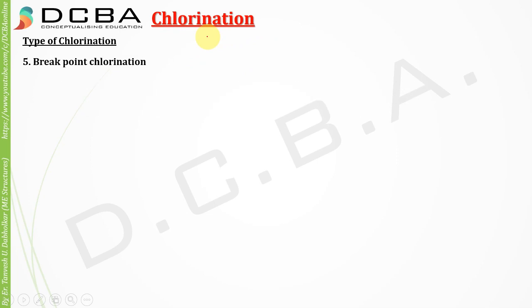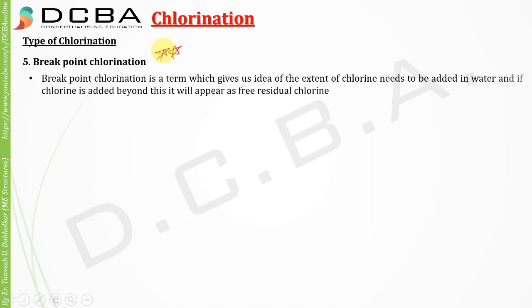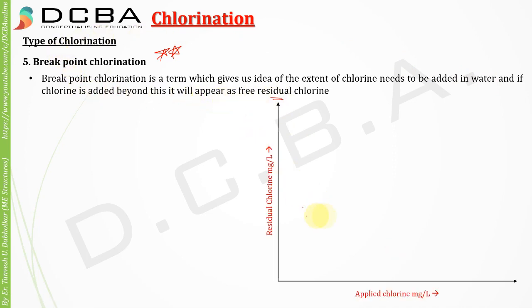The next type of chlorination, and a very important one, is breakpoint chlorination. Breakpoint chlorination is a term which gives us the idea of the extent of chlorine which needs to be added to water, and if chlorine is added beyond this point, it will appear as free residual chlorine. This graph has applied chlorine in milligram per liter on the x-axis and residual chlorine in milligram per liter on the y-axis. Consider a case where there is no bacteria, no pathogens, no inorganic or organic matter, nothing present in the water, and you are just applying chlorine.